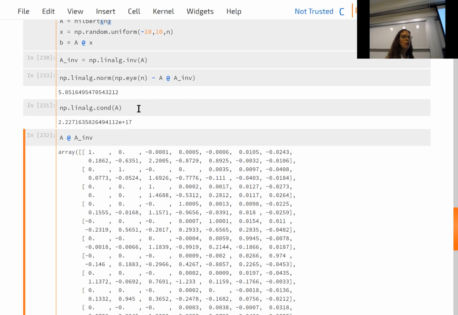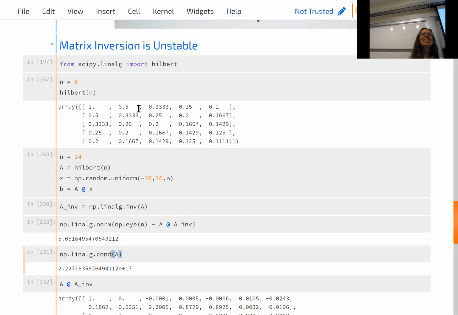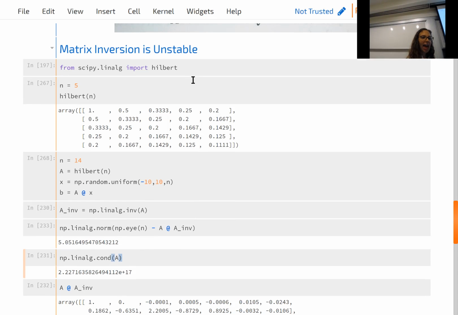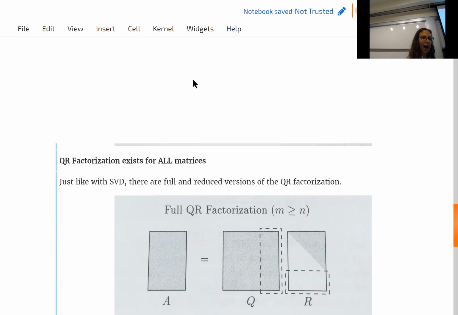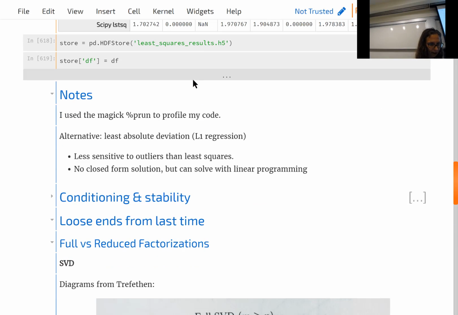And then we can also check. So I mentioned last time there's something called the condition number of a matrix. And actually, does anyone remember what the formula for the condition number is? Okay, I'll pull that up. It's the norm of A times the norm of A inverse. And larger condition numbers are bad. So you want the condition number to be smaller. Let me find it.